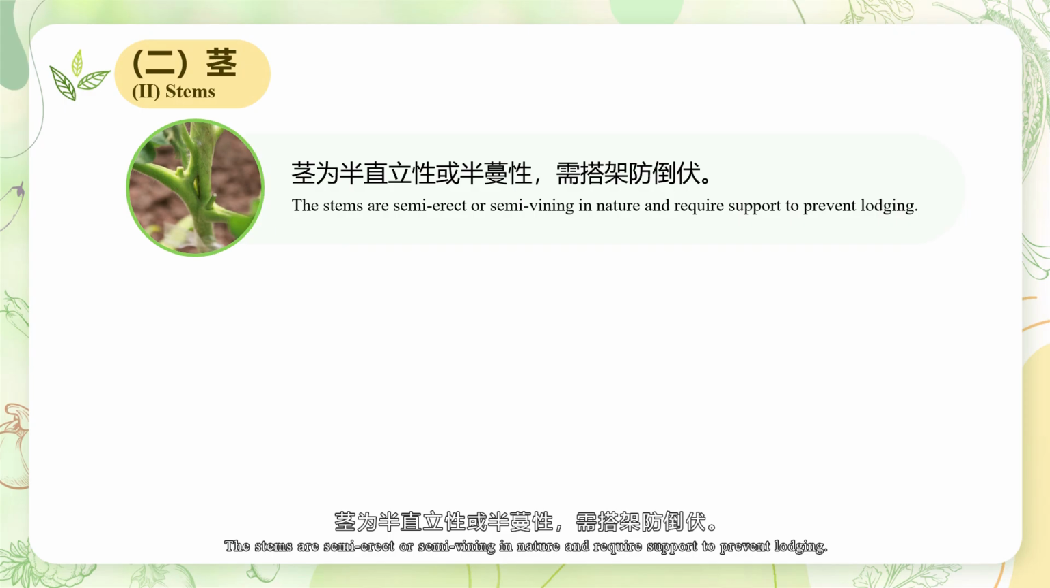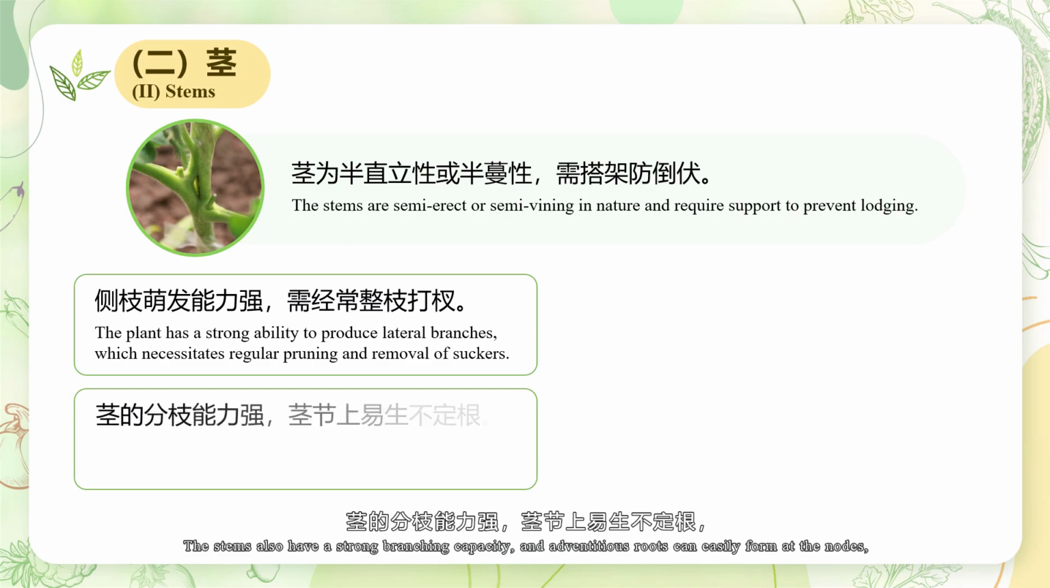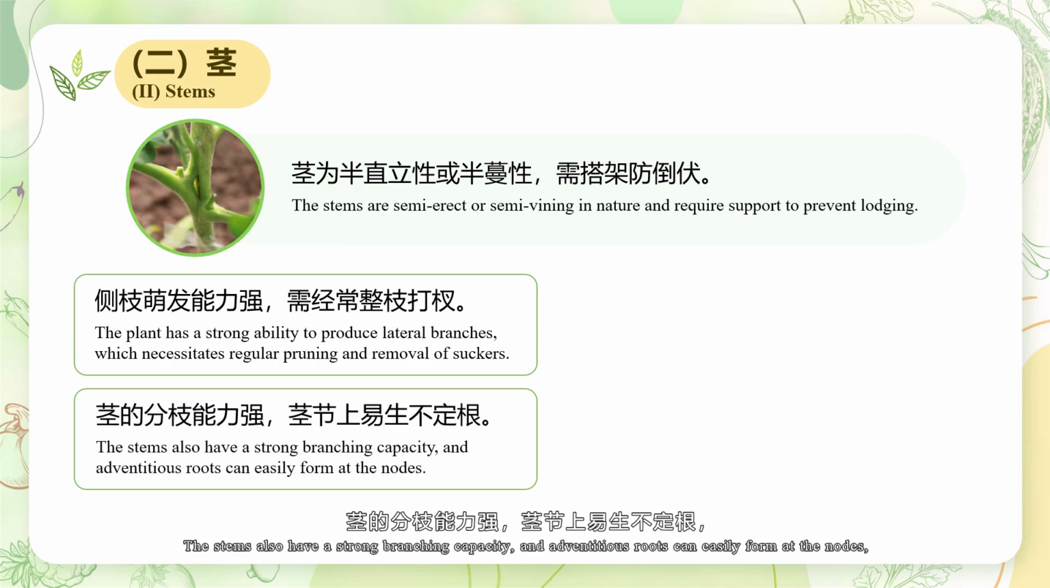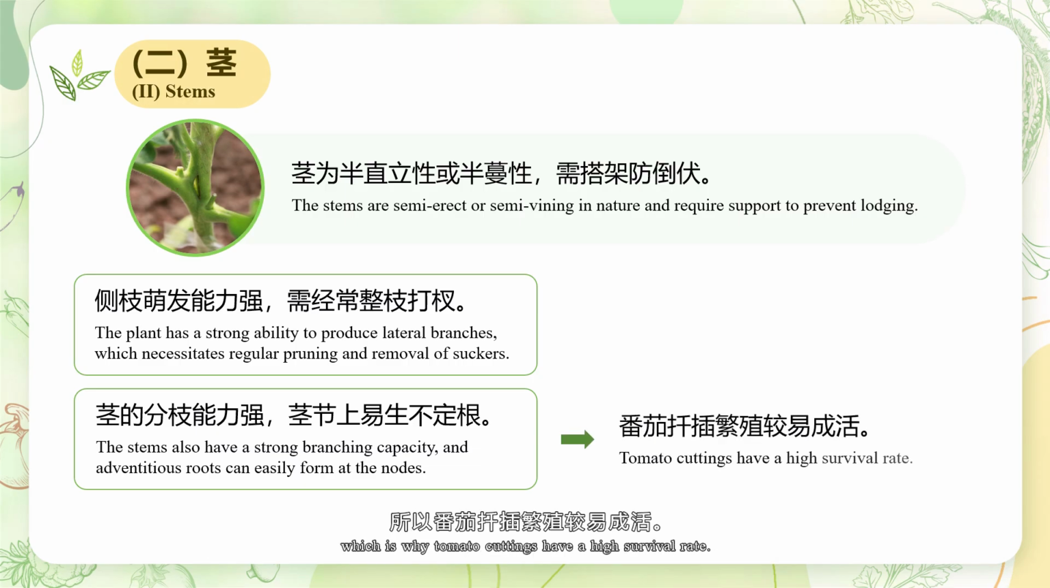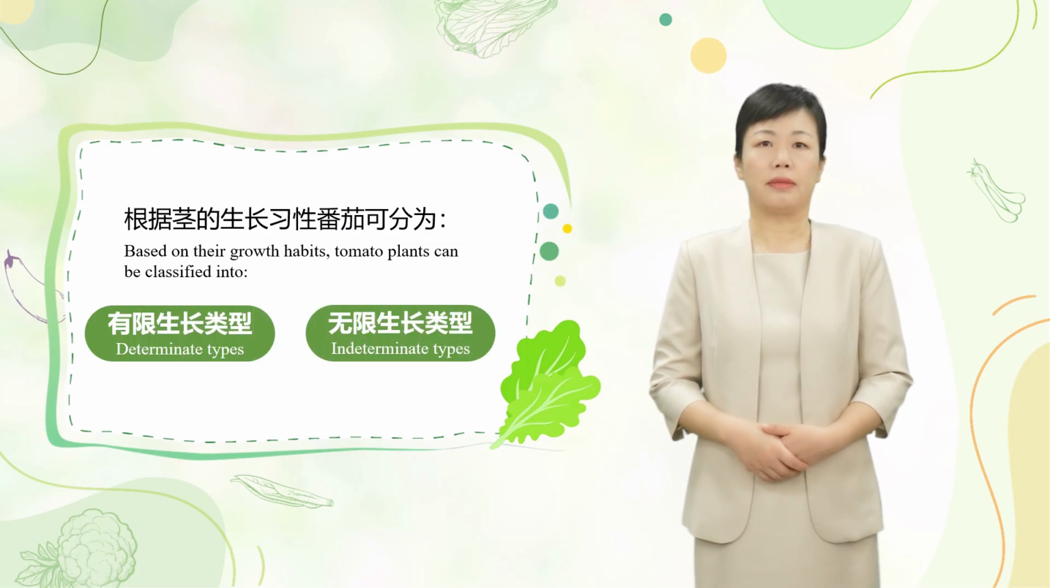to prevent lodging. The plant has a strong ability to produce lateral branches, which necessitates regular pruning and removal of suckers. The stems also have a strong branching capacity, and adventitious roots can easily form at the nodes, which is why tomato cuttings have a high survival rate based on their growth habits. Tomato plants can be classified into determinate and indeterminate types.